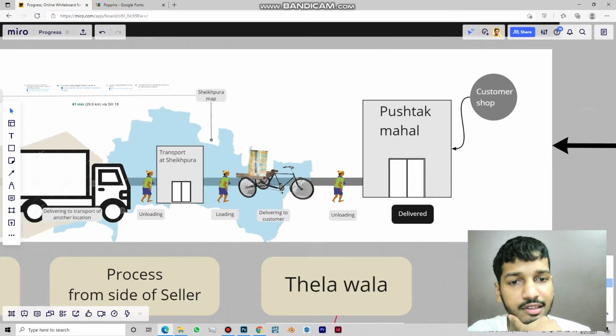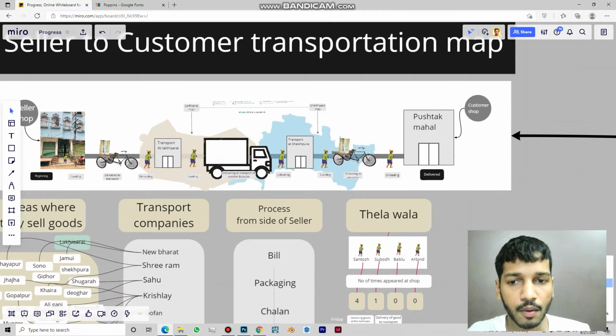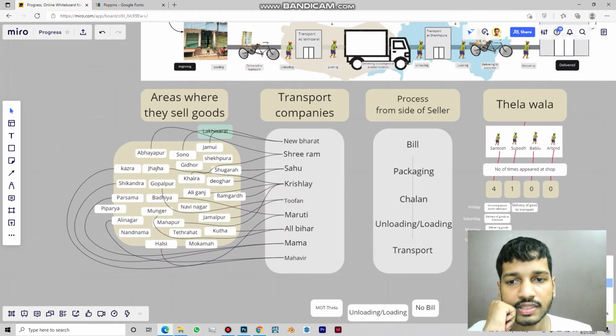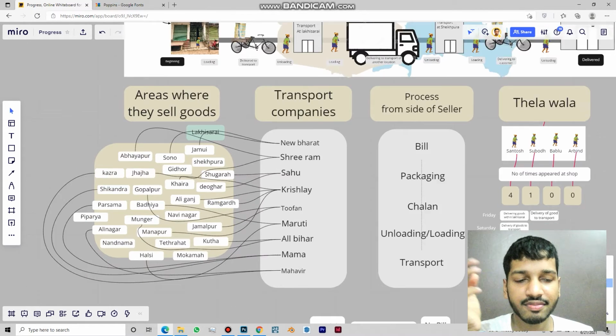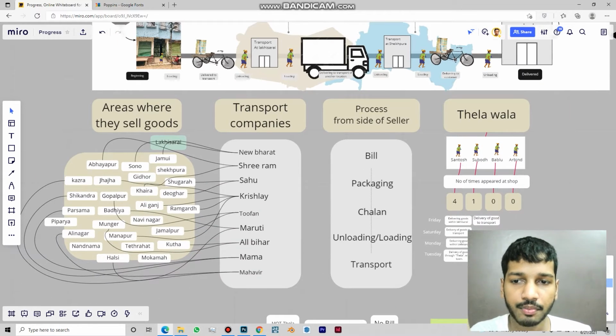Pustak Mahal is the customer shop, and the owner deals with the shop by the name of the shop. They don't have the name of the shopkeeper. This is the areas where they sell. Which transport do they use? They have a particular transportation company's name which they use for a particular area.